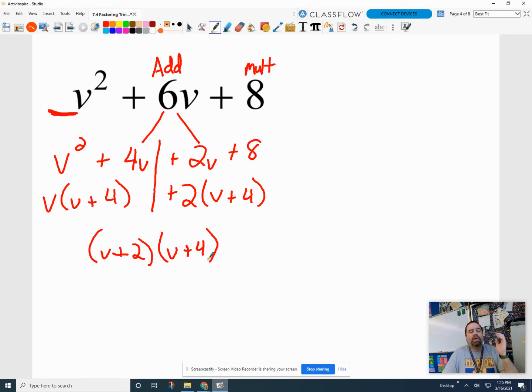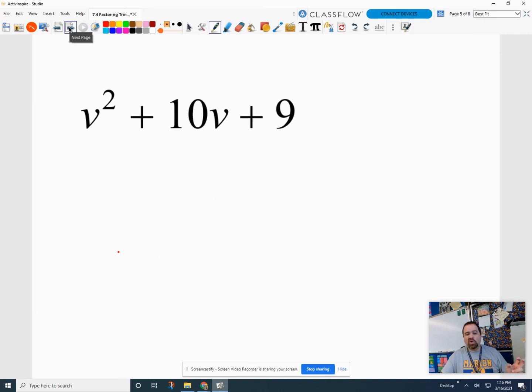And again, I mentioned you might see a shortcut on these. Now would be a time to start looking at the process and seeing if you can come up with a shortcut on how to jump from the problem to the answer. I will explicitly tell you that shortcut probably tomorrow. I want you guys to get some practice doing this the long way before I show you a shortcut. So I need numbers that add to 10 and multiply to 9.